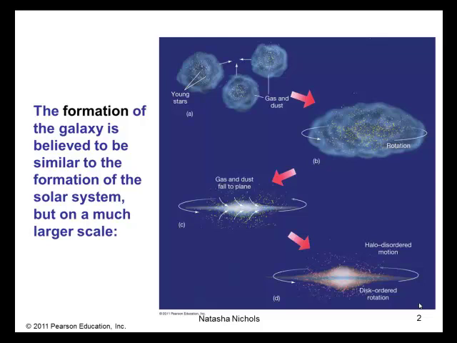In frame C, in time, the gas and dust fell to the galactic plane and formed a spinning disk. The stars that had already formed were left behind in the halo. And in frame D, we see new stars forming in the disk that inherit the overall rotation and so orbit the galactic center on ordered circular orbits.